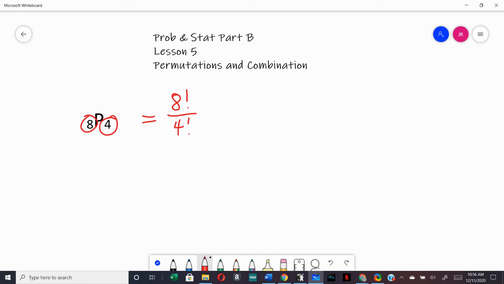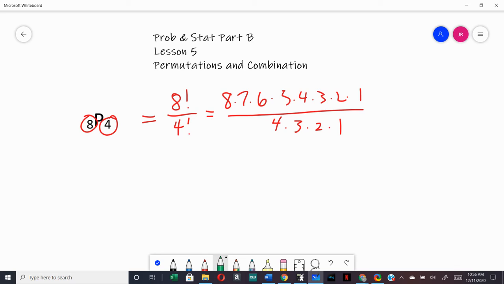Now if you don't know what the factorial means, review the lesson again, but here it goes real quick. Factorial means to take the first number and multiply every number all the way down to 1. We're going to go 8, 7, 6, times 5, times 4, times 3, times 2, times 1, all the way down. And then we're going to divide it by 4 factorial. Same thing. We'll start with 4 and multiply every number all the way down to 1.